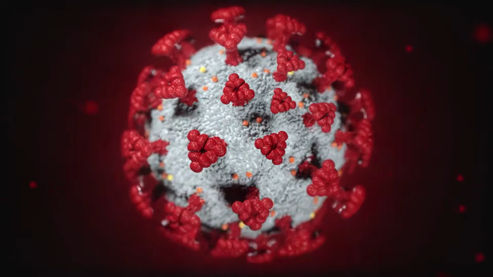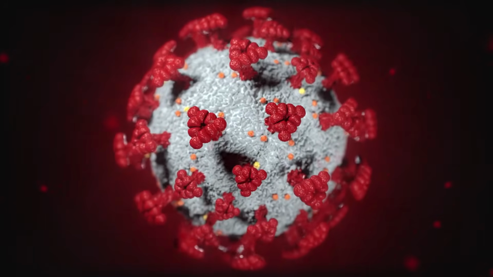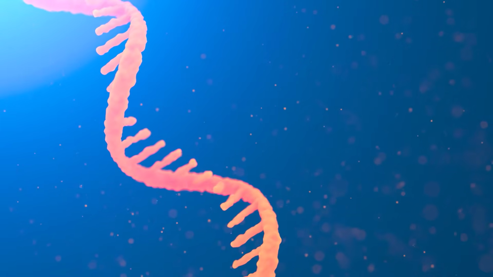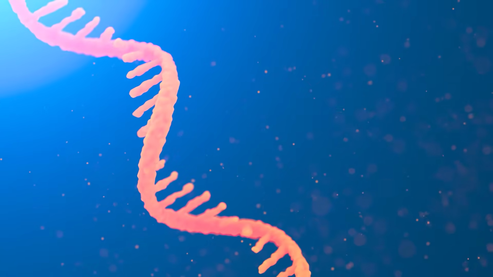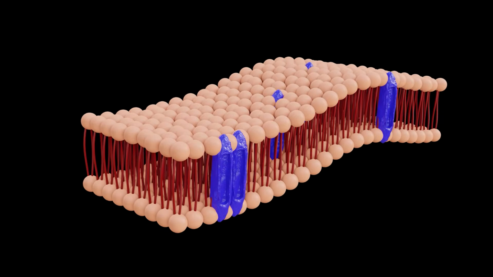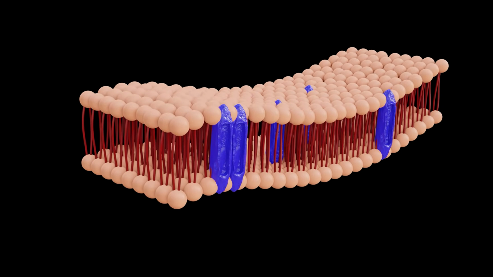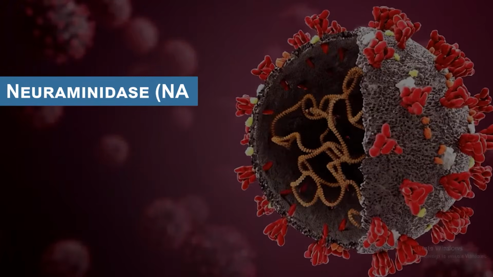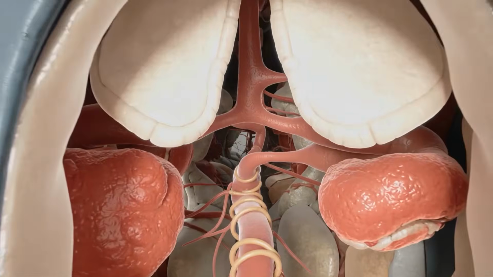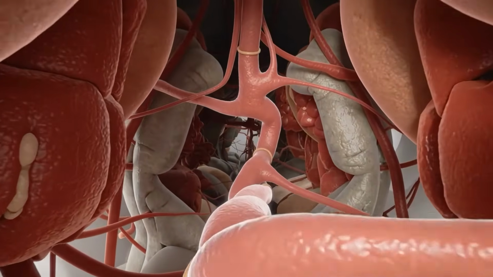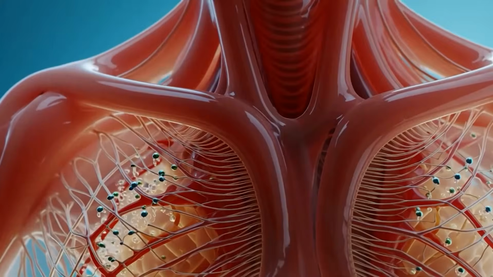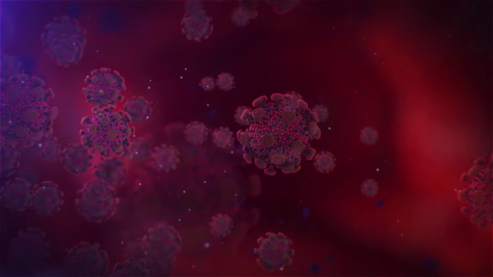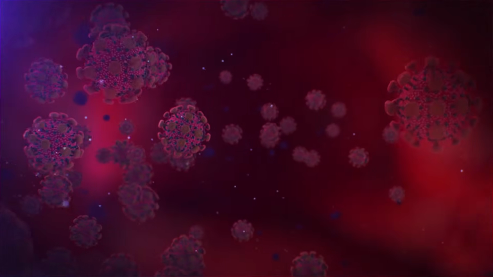The influenza virus and its structure. The influenza virus is a microscopic particle composed of genetic material surrounded by a protective protein coat. Its genetic material is RNA, not DNA, which makes it more prone to mutation. The virus is enclosed in a lipid envelope that contains two critical surface proteins known as hemagglutinin, HA, and neuraminidase, NA. Hemagglutinin allows the virus to attach to and enter human cells, particularly cells lining the respiratory tract. Neuraminidase helps newly formed viruses exit infected cells and spread to other cells.